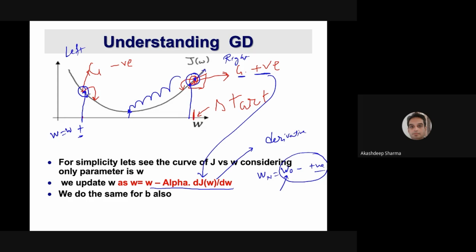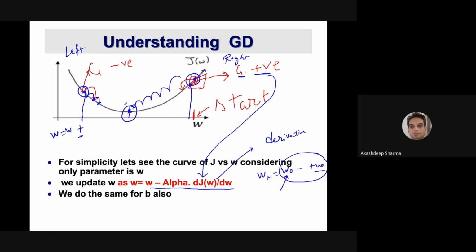After the first iteration, then after the second iteration, I may reach here. The third iteration may reach here, and so on. Right, so this is the whole theory of optimization. Of course, there's lots of math and derivatives, but at a very abstract level, this is the theory, and I hope you get this aspect.